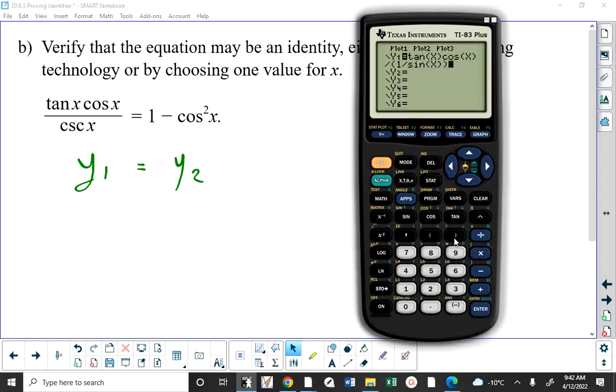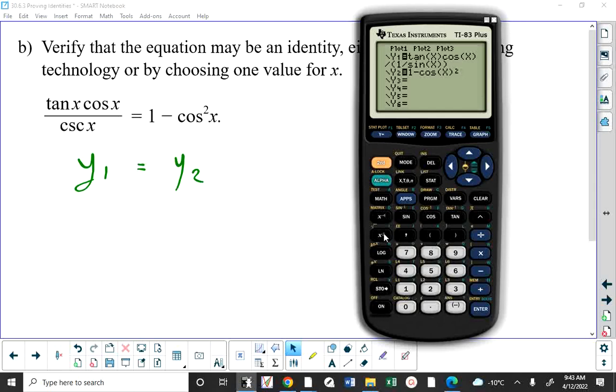Close the brackets on both of those. And then we're going to enter for y2 1 minus cos of x quantity squared. And again, that squared to some of you doesn't look like it's in the right place, but it is. That is squaring cosine of x.